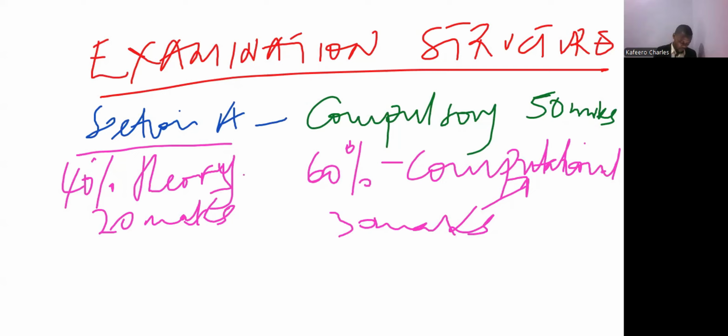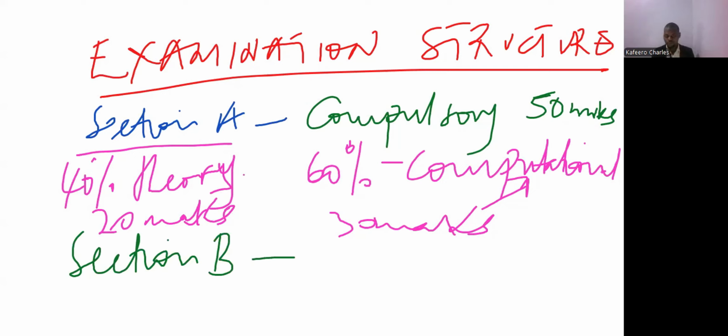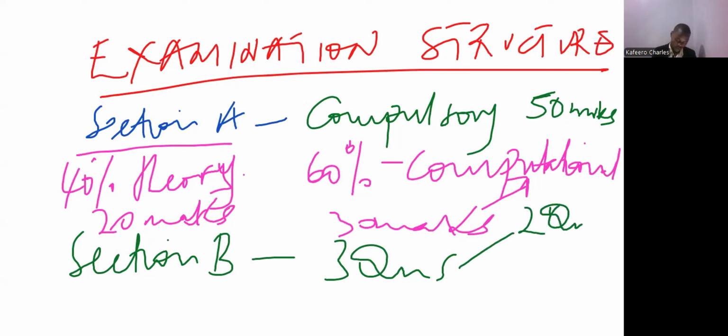Section B has 3 questions. That's what they said. And in those 3 questions, you are supposed to only select 2 questions. Each question is going to be taking 25 marks. So that is the composition of the question.